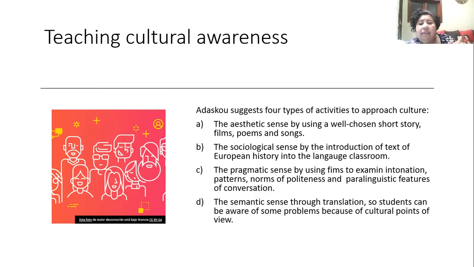Another is the sociological sense, and this could be developed by the introduction of texts of European history into the language classroom. Then the pragmatic sense, by using films to examine intonation patterns, norms of politeness, and paralinguistic features of conversation. It's important to compare this intonation among students, and compare it with the sounds they are listening to in a conversation or a film, so they can be aware of these different pronunciations and intonations. And the last one is the semantic sense through translation, so students can be aware of some problems because of cultural points of view, and this is really very important.